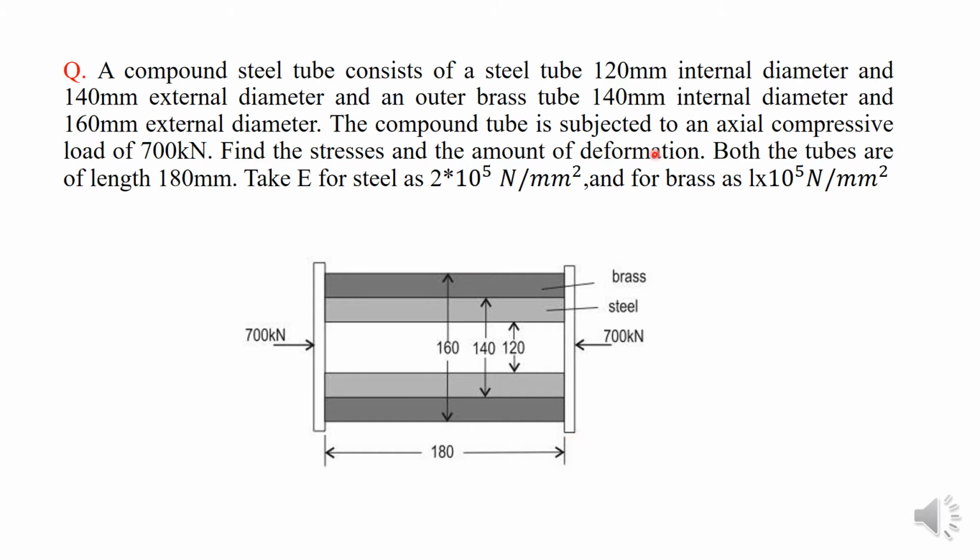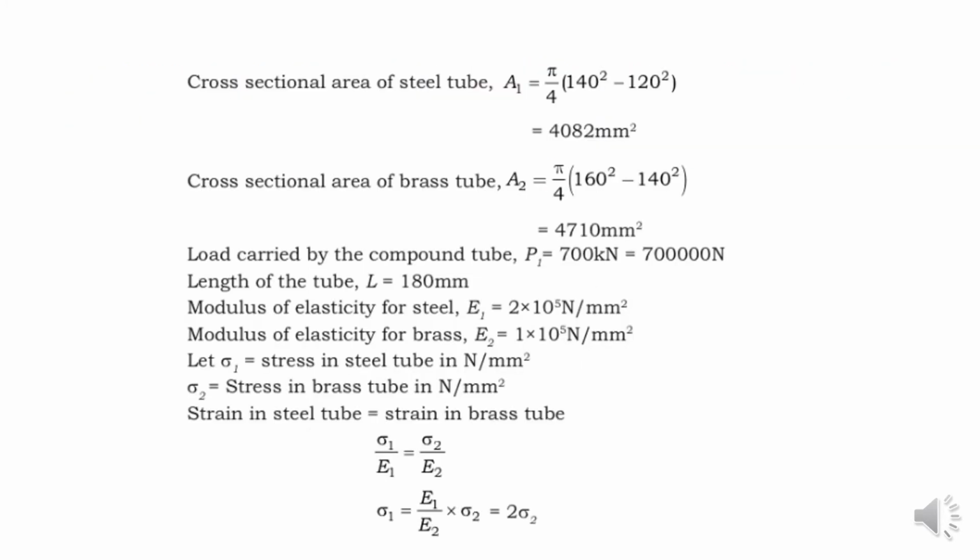So what was the first expression? Since the length of each bar is the same, we can equate the strain in both the bars. That is, strain in steel tube is equal to strain in brass tube. That is, sigma 1 by E1 is equal to sigma 2 by E2. So sigma 1 equals E1 by E2 into sigma 2. That is, sigma 1 is equal to 2 times sigma 2.